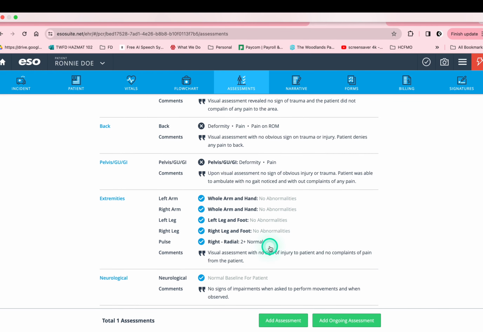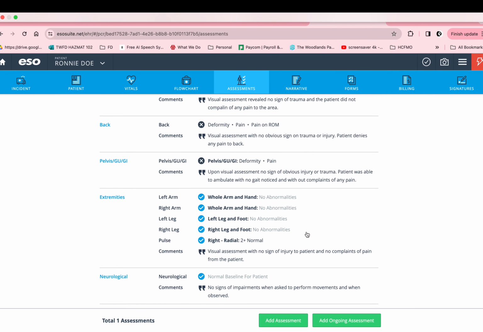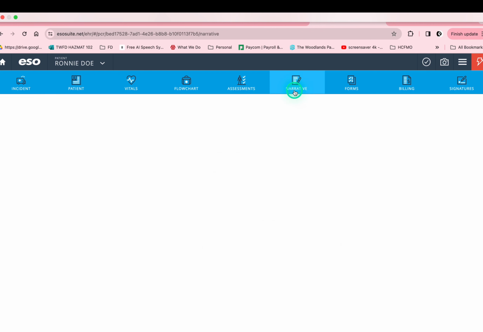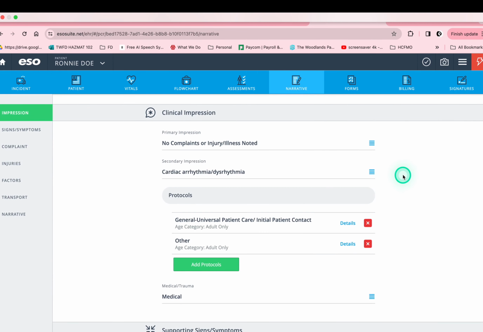The other thing, for example, the extremities in this case: visual assessment with no sign of injury to the patient and no complaints of pain from the patient, right? So in my narrative, I may document how they ambulated. So those are just some things to think about with this case. Going forward, think about some of the patients you're making. I understand some calls can be a little bit more than others as far as information, but again, this is in the long run to protect you. It's also to protect the department, and to make sure we're treating the patients like we should.